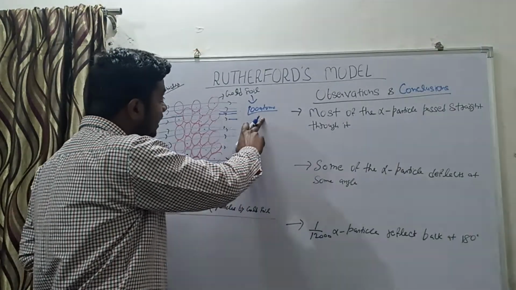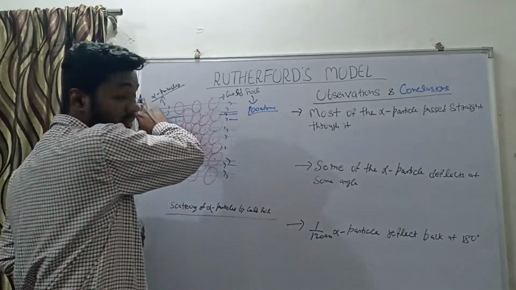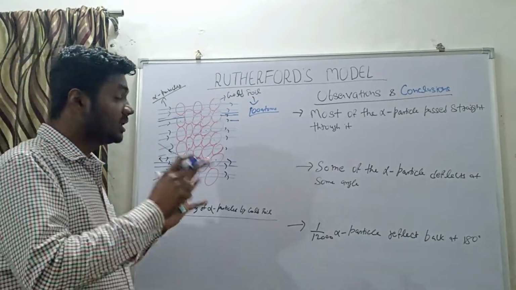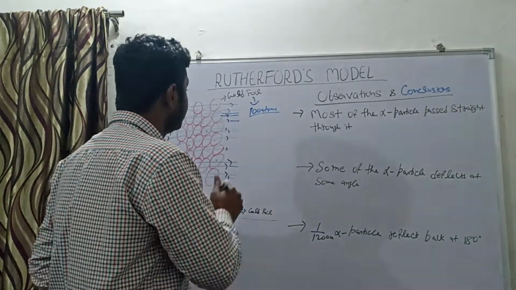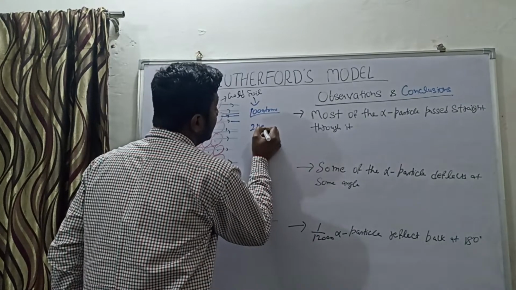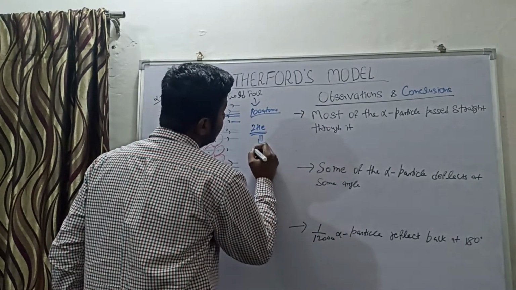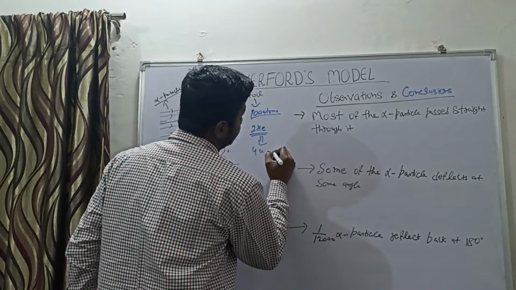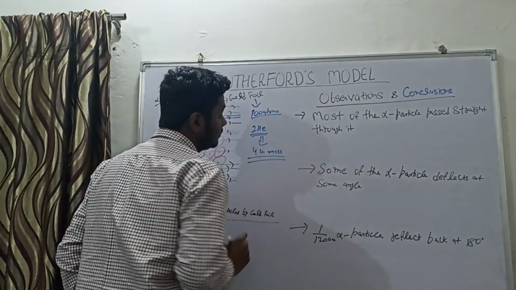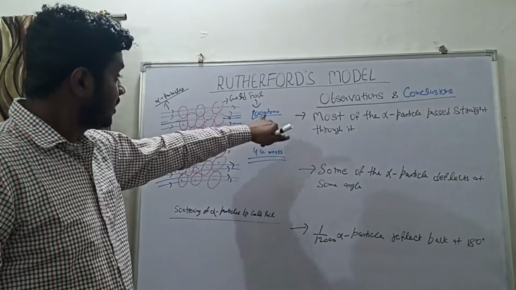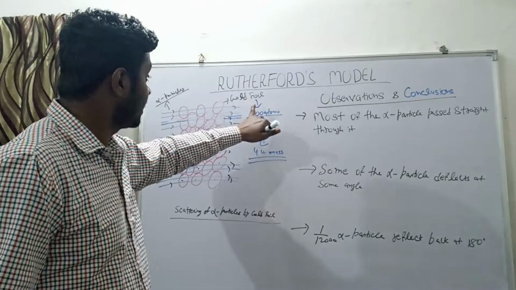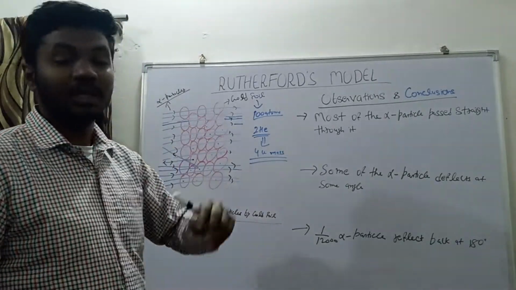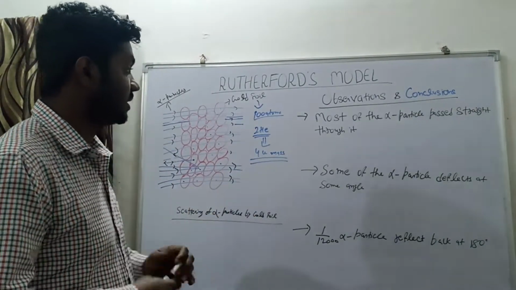So he took 100 atom thickness gold foil and passed some alpha particles through it, which are actually doubly charged helium ions, which means they contain 4 units of mass. So he took the gold foil and doubly charged helium ions, passed them through it, and observed some things.